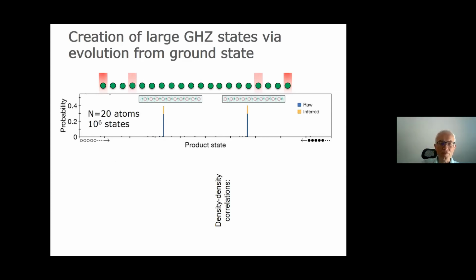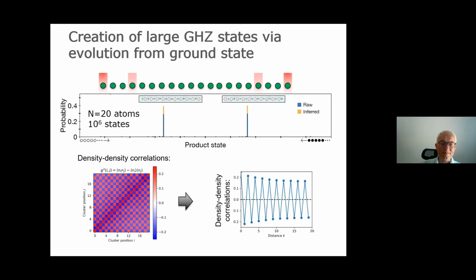And already for 20 atoms, we have 1 million states, and we were populating essentially only 2 of those million states. And then when we looked at the density-density correlations, now we had nice correlations across the whole 20 atom array that showed which parameters to scan to observe these 2 GHZ states.